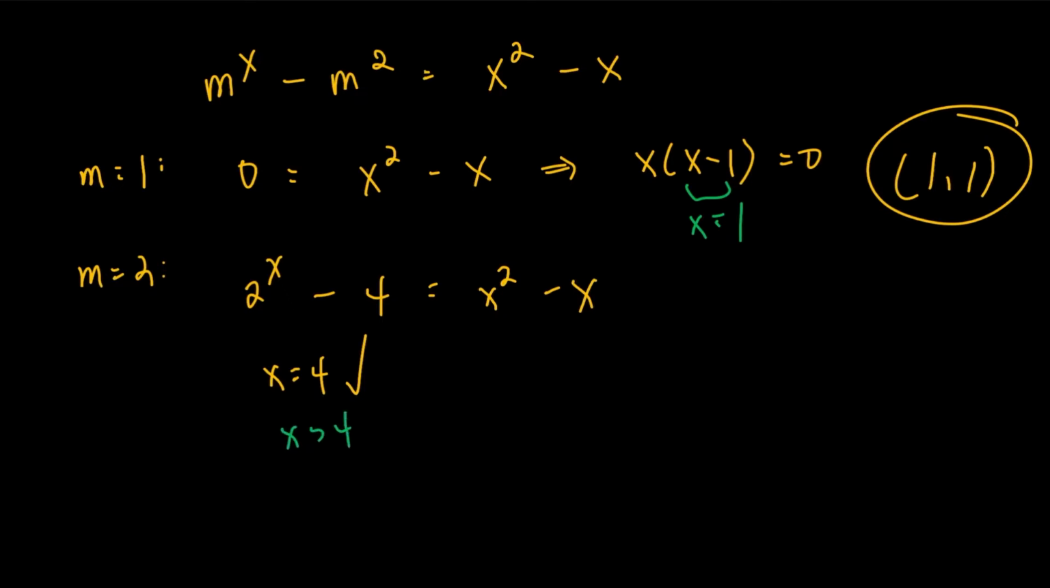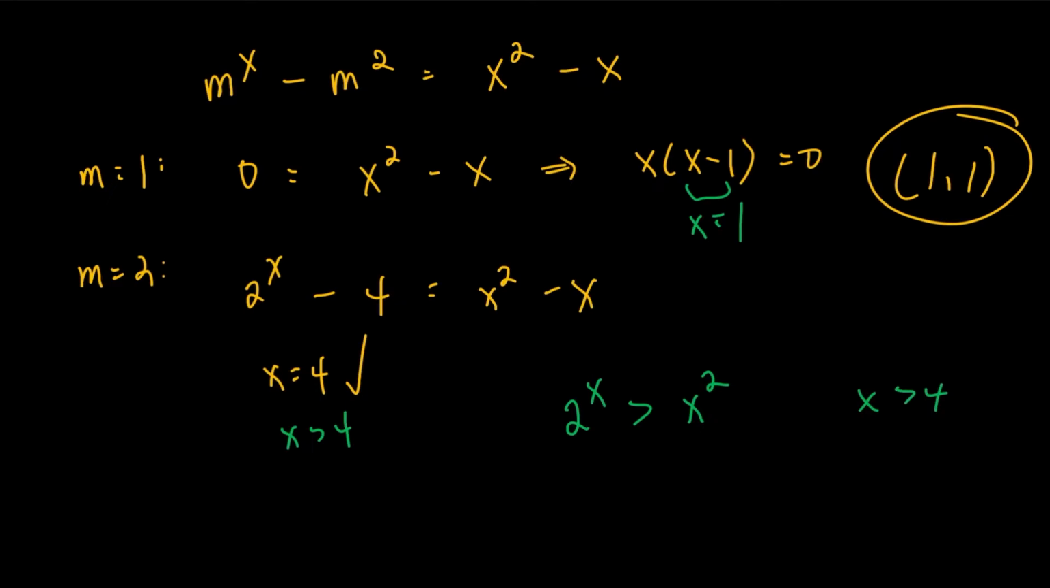Because I know that the left-hand side is going to be exponential, it's going to have exponential growth. The right side is just quadratic. So let's just try to see if x is greater than 4, and how it's going to grow. Let's compare the 2 raised to x and the x squared term. In fact, you can prove by induction that 2 raised to x is going to be greater than x squared for x greater than 4.